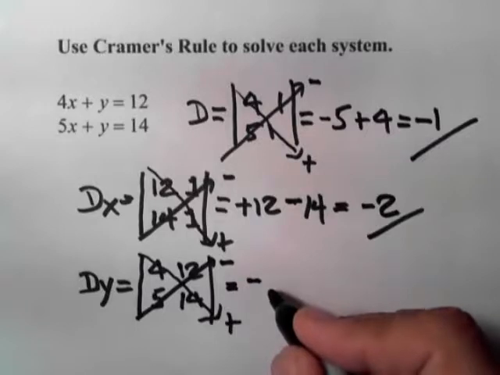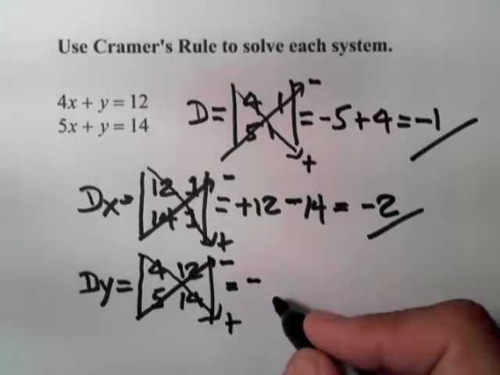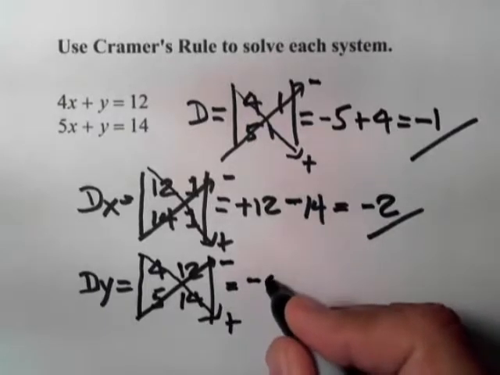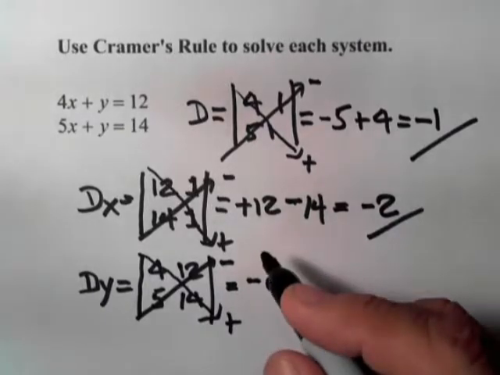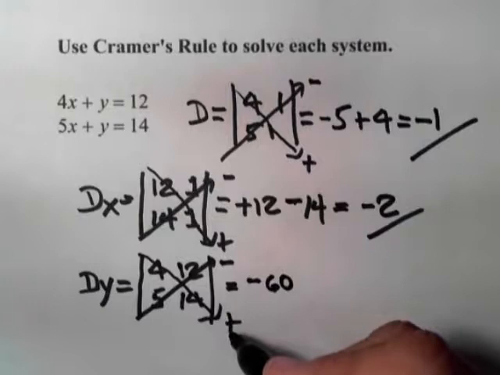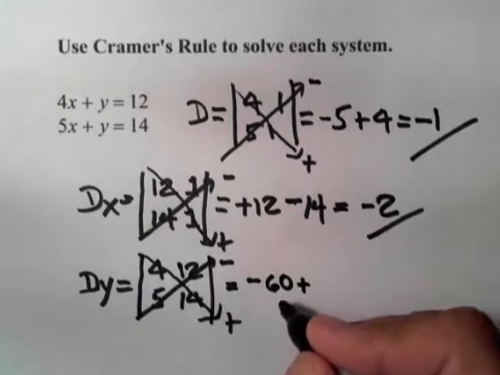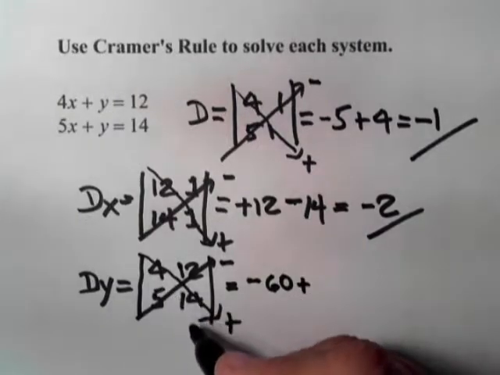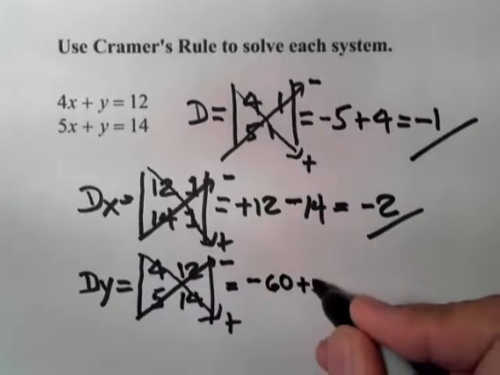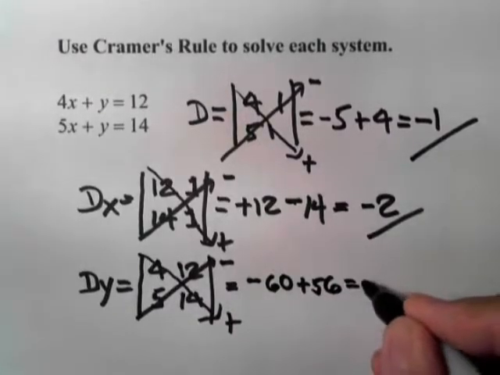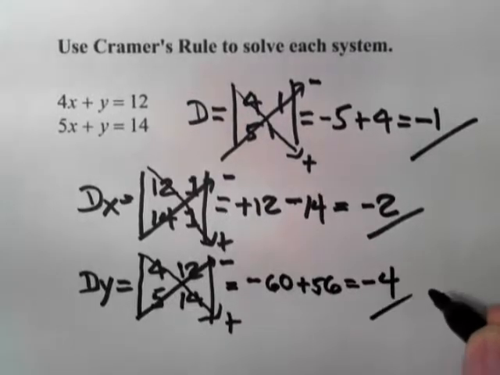5 times 12, yeah, that is 60. And then going downward, doesn't look like there are any minuses, so positive 4 times 14, well, let's see, that's going to be what, 56? So it looks to me like this is negative 4.